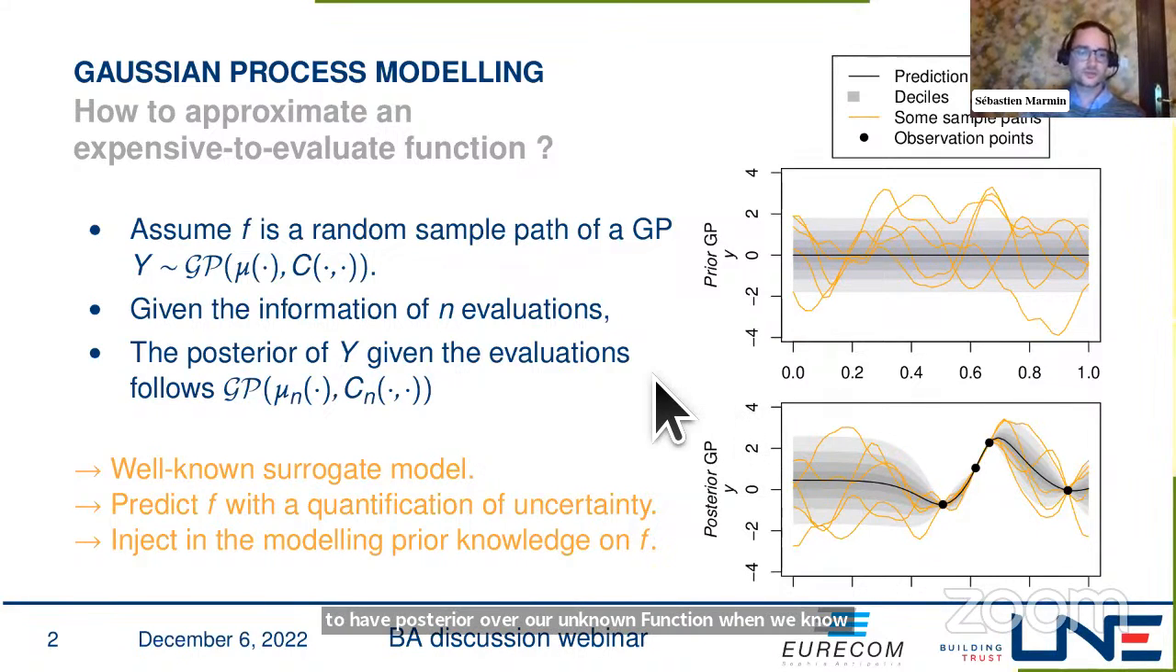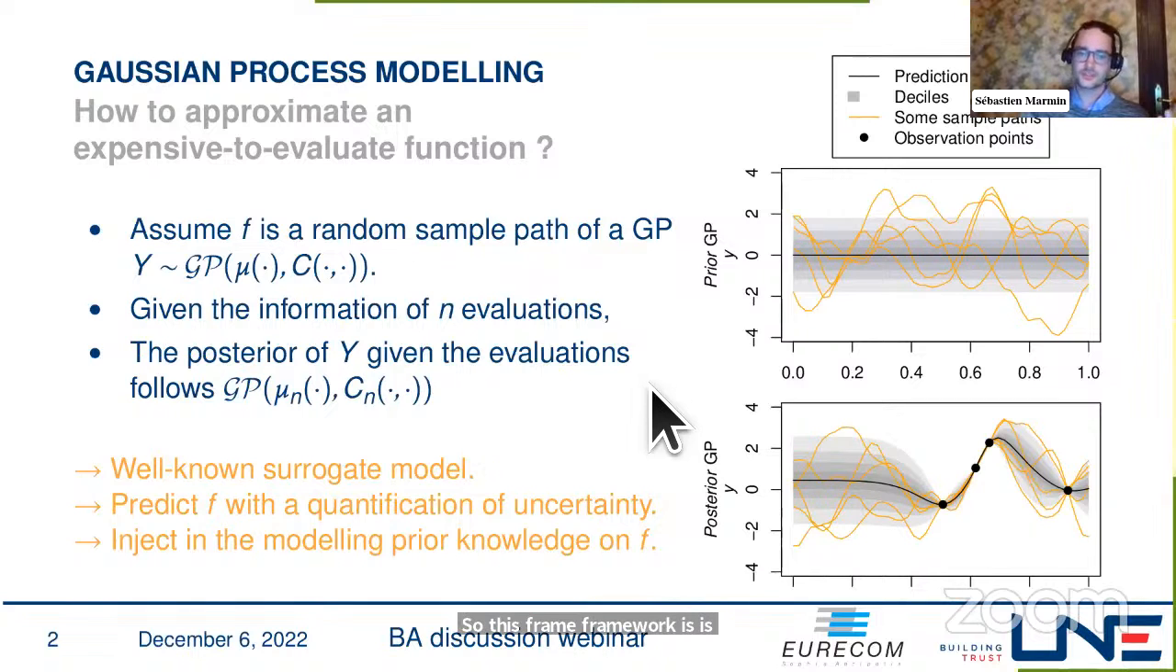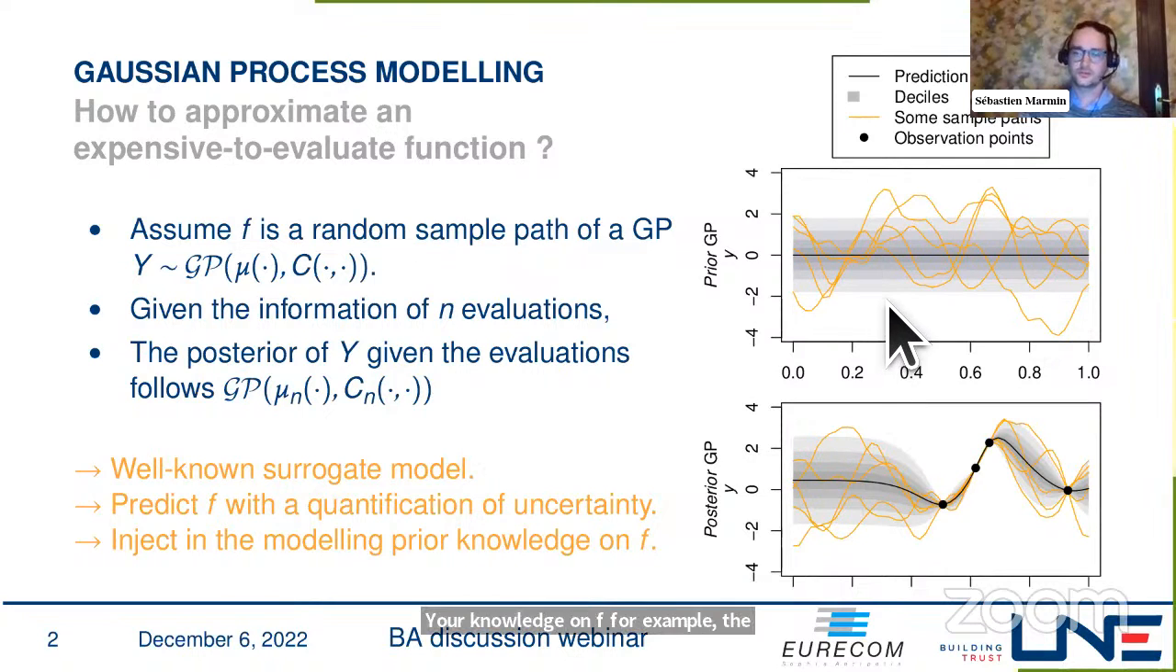So this framework is well known and provides some quantification of uncertainty. We see here the deciles and also posterior sample paths that can provide uncertainty. And we can also inject prior knowledge on f, for example, the regularity, or if there's some symmetry in the unknown function that we want to inject in the modeling.